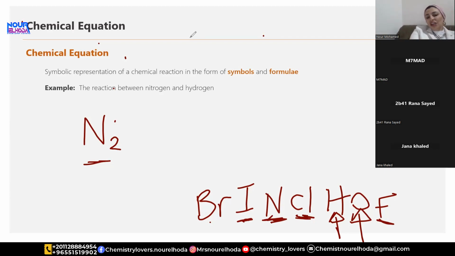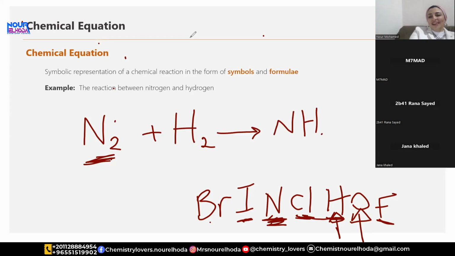So I have here nitrogen. Nitrogen again is from the word, so I put 2. Plus hydrogen. Hydrogen again is from the word, so I will put 2. And then it's going to give you what? It's going to give you ammonia. And then I need to balance that.